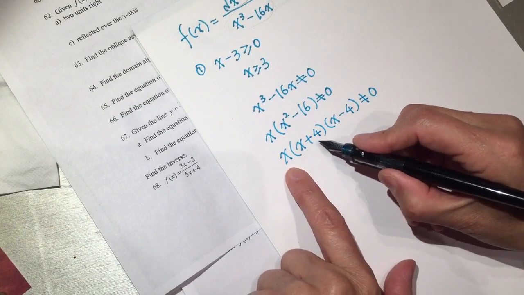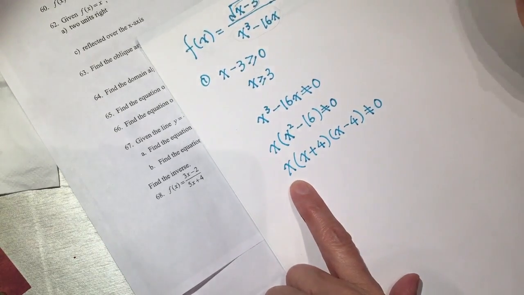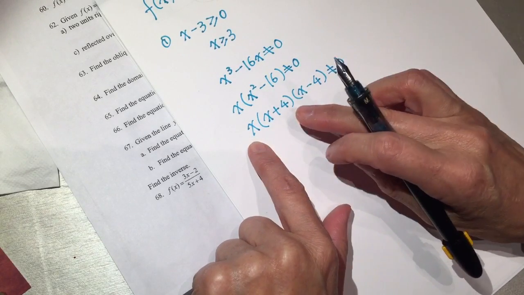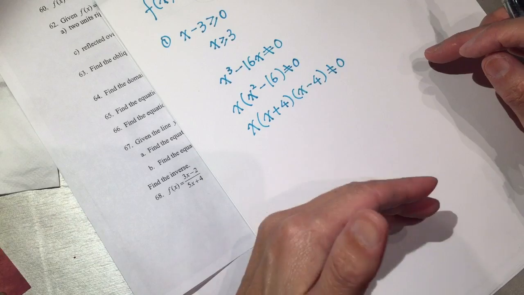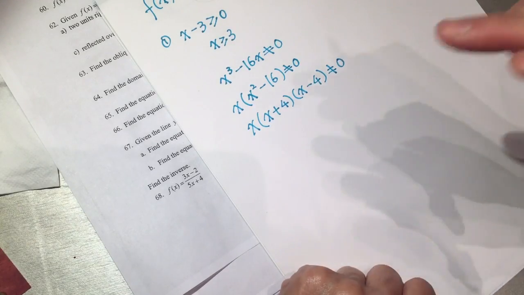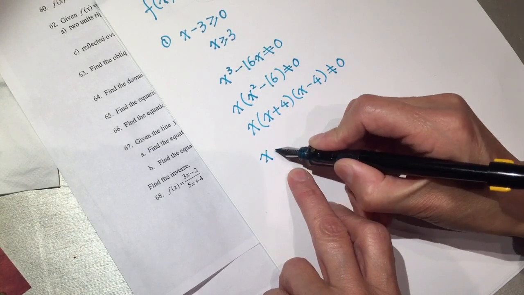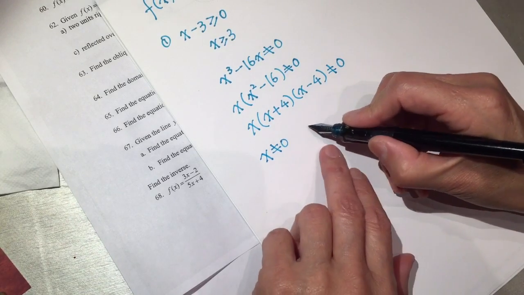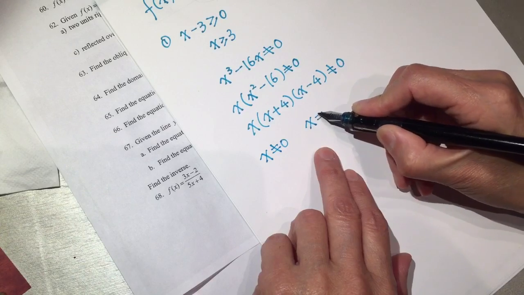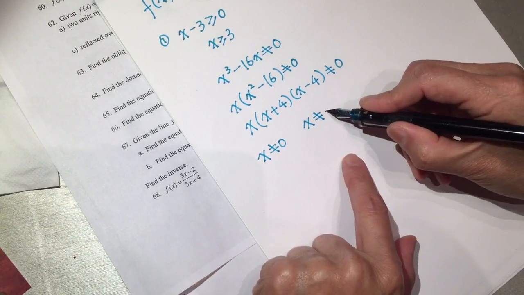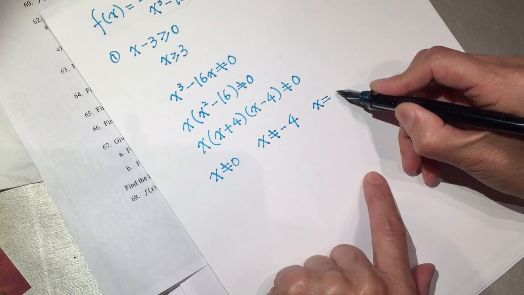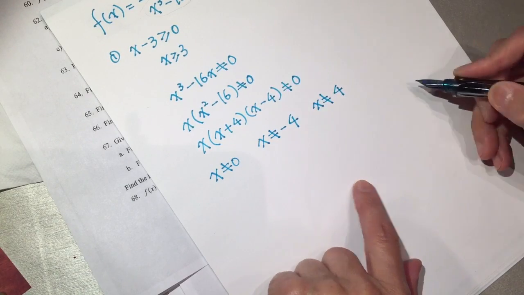So if the three factors are multiplied together, none of them could be 0. So x could not be 0. You can be anything, you cannot be 0. You can be anything, you cannot be negative 4. You can be anything, you cannot be positive 4.